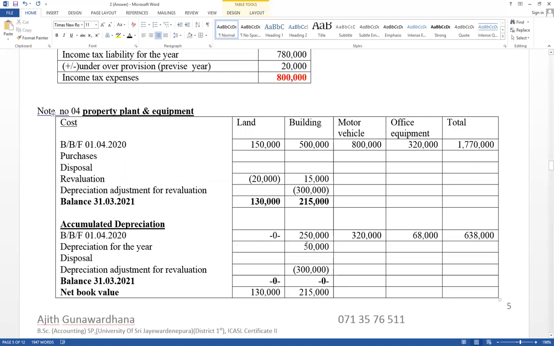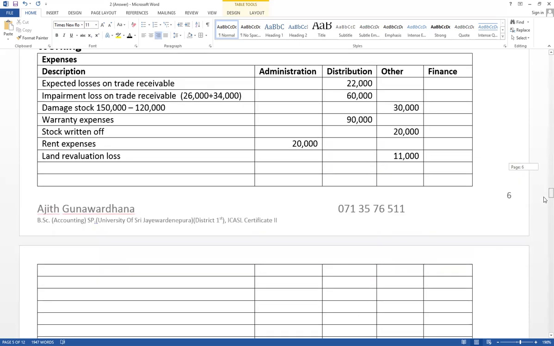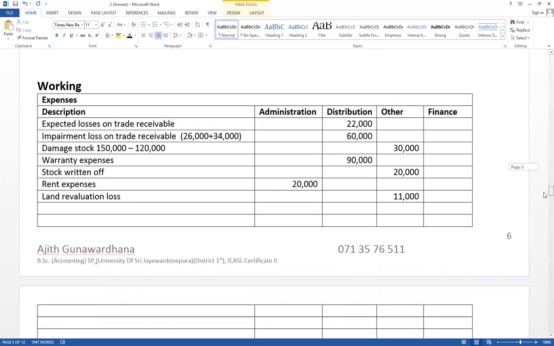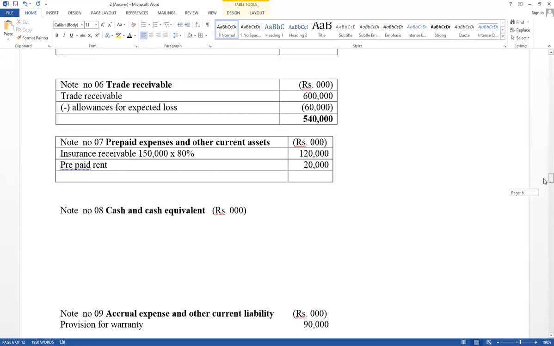As well as annual depreciation should be included under administration expense also. And in the working as a building depreciation, administration expense 50,000 should be included as a building depreciation. Revaluation part okay. At the same time, I will discuss disposal adjustment also.